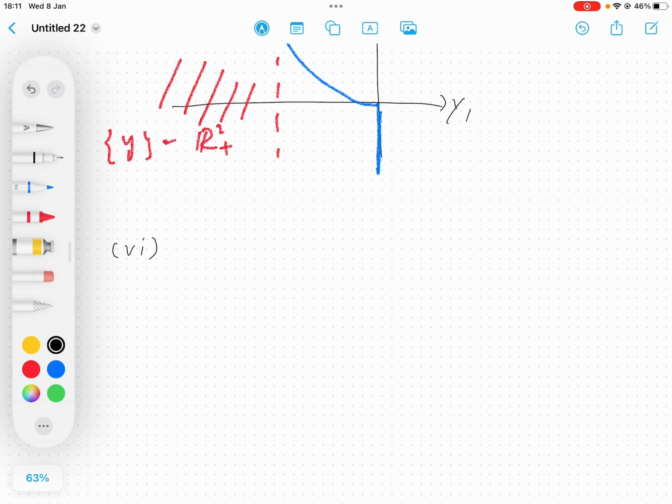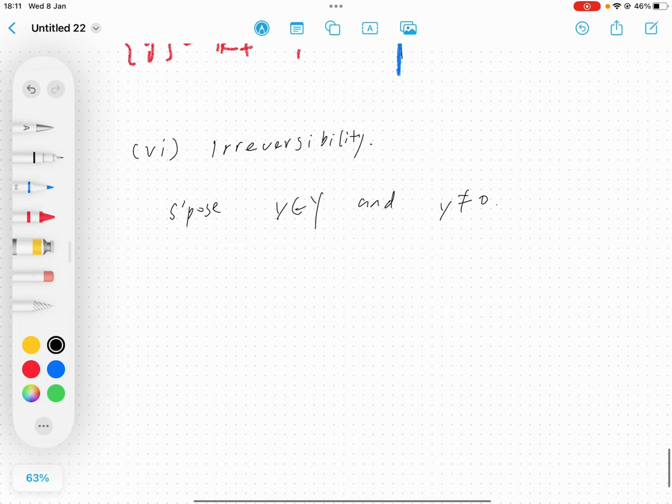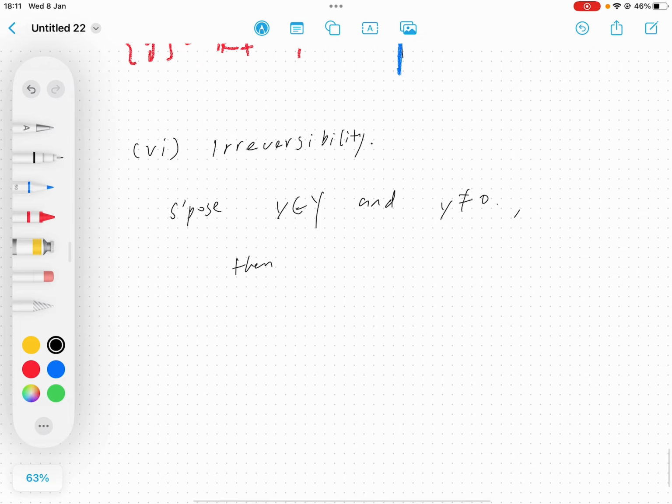Let's continue with number 6, which is called irreversibility. Good, very long word. Now suppose that y is in Y and y is not 0. Then irreversibility says simply that the negative of y, the negative of the vector, is not in Y.